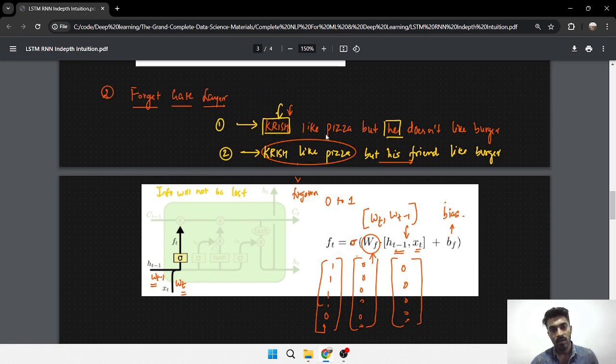Suppose Chris likes pizza but he does not like burger. Whom is he referring to? Chris. And suppose Chris likes pizza but his friend does not. Here the context has changed: earlier we were talking about Chris, but now we are talking about his friend, not Chris. So we have to add some info, and the LSTM model is able to remember this.